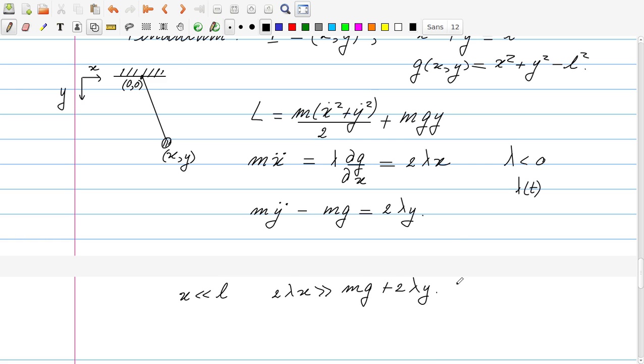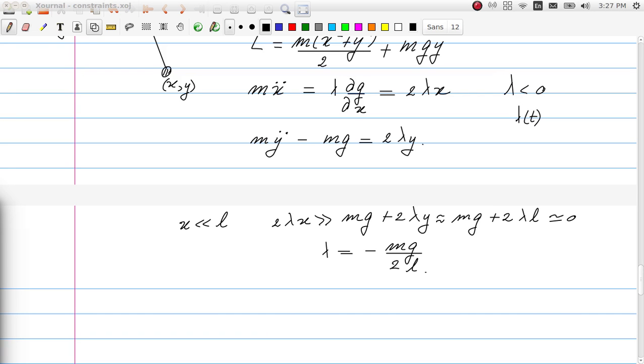And now we note that the y is approximately equal to L in this case, so we get an mg plus 2 lambda L. And in view of the fact that x is small, and that still this expression is a lot larger than the other terms, we can put this equal to 0. And that leads to the conclusion that lambda is given as minus mg divided by 2L. And we see now indeed that lambda contains the information about the length of the pendulum.